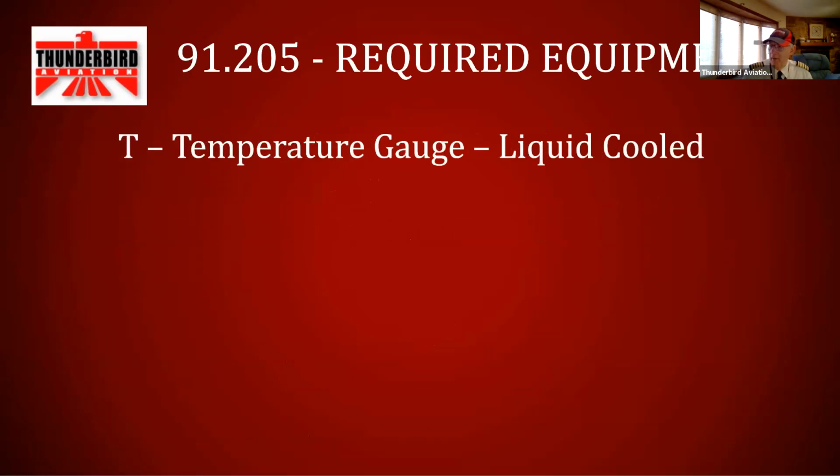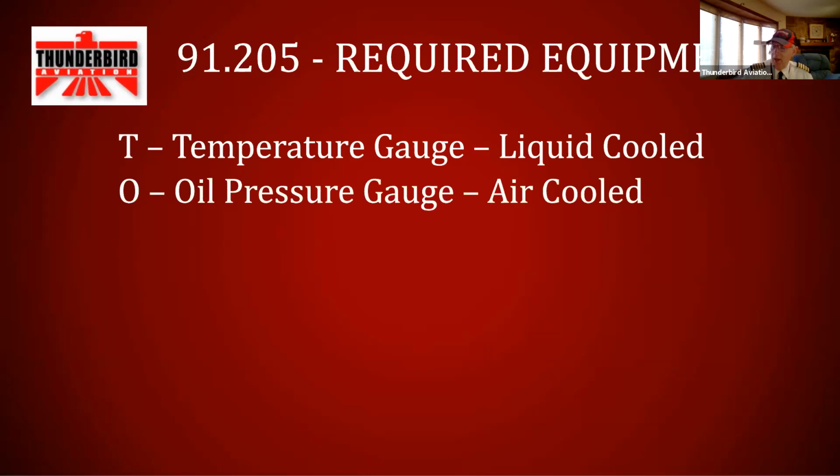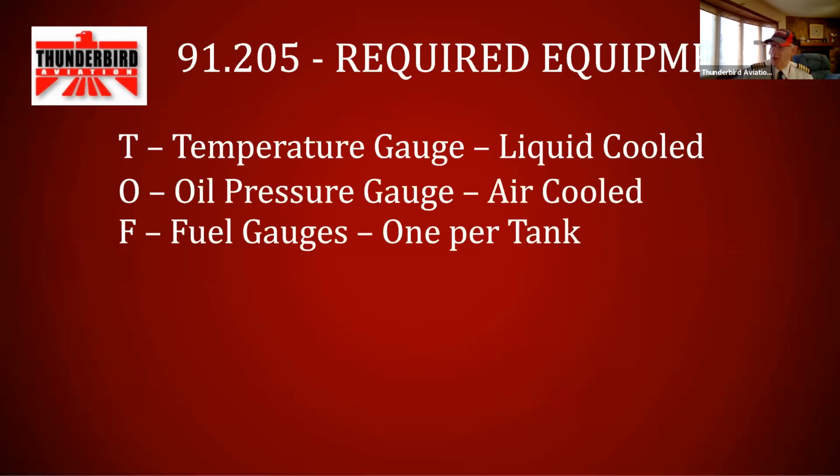going. The second T in tomato is a temperature gauge, only if it's a liquid cooled engine. And then an oil, I had to check this thing about 15 times. This is supposed to be an oil temperature gauge if the airplane has an air-cooled engine. So I apologize for that. So temperature gauge if it's liquid cooled, oil temperature gauge if it's air-cooled. So I've got my two temperature gauges next to each other.